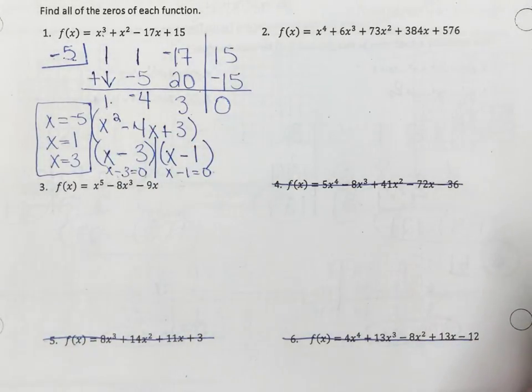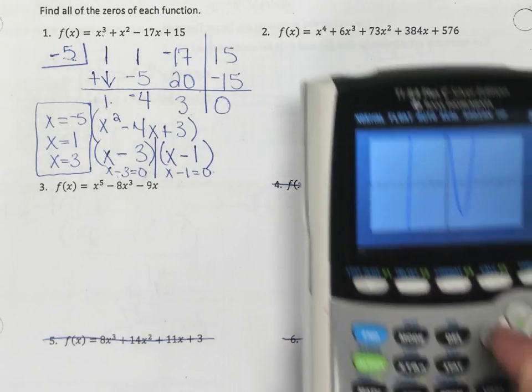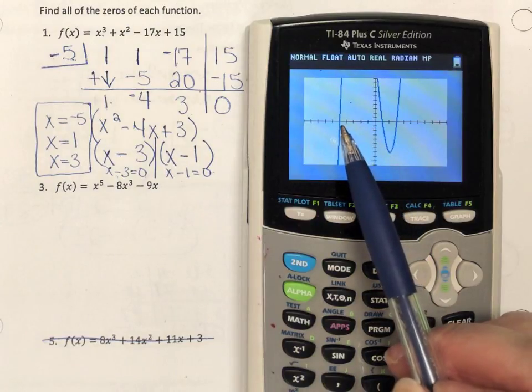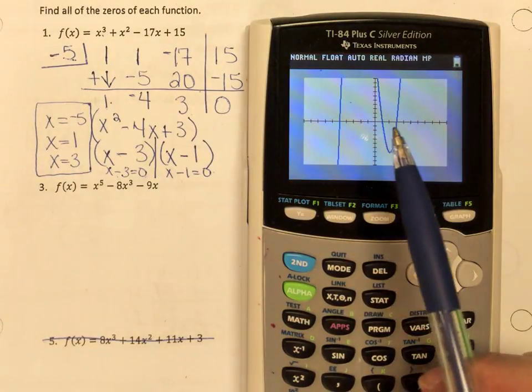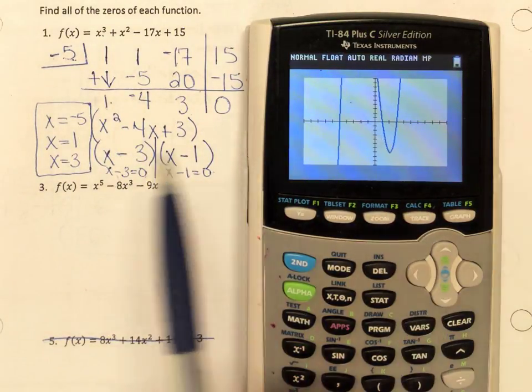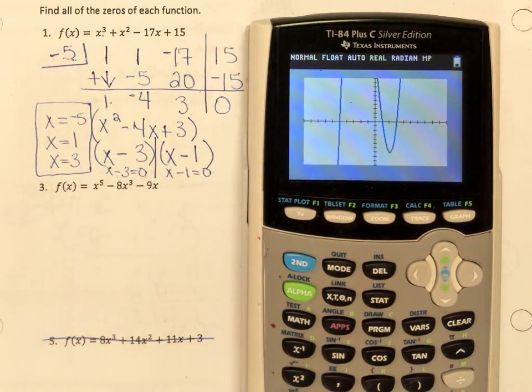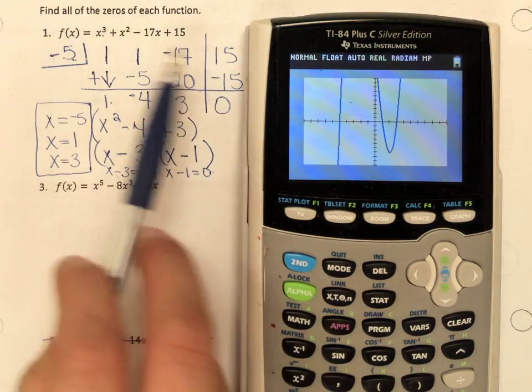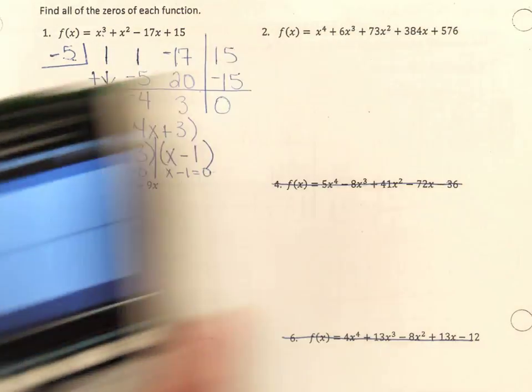Y'all okay? What could I do? What point is that? -5. What point is that? +1. What point is that? 3. But look, if you just put those points, you're not going to get any credit. You got to do the work, okay? Because they're not all going to be that easy.